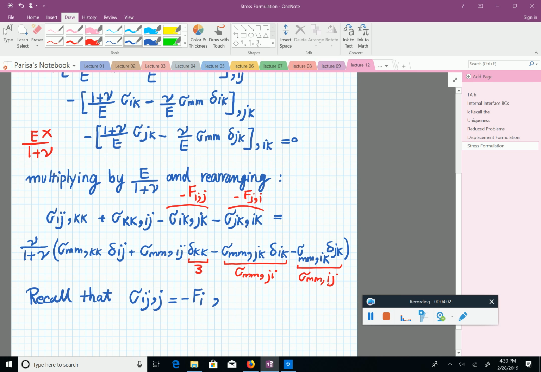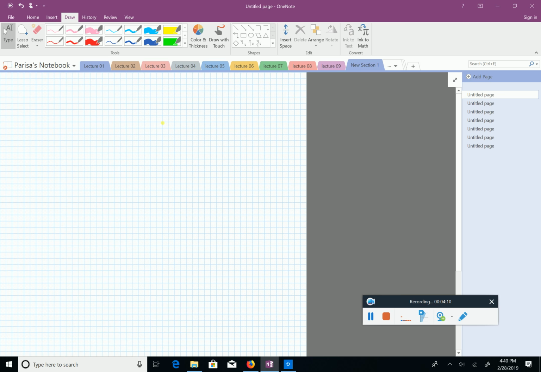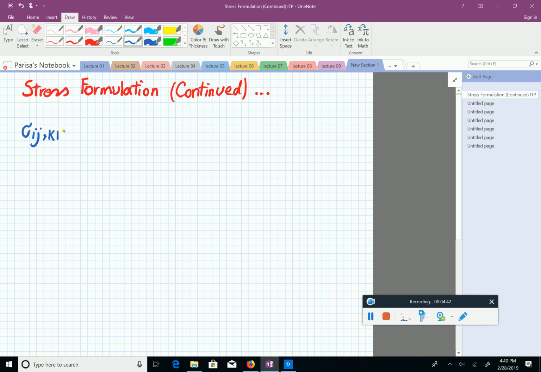So with all these simplifications, if I now go to the new lecture, I just write here: stress formulation continued. So you can simplify the previous term. This is the first term, and then all of those sigma mm comma ij, sigma kk comma ij, if you multiply them by their coefficients and collect them, they become something like that.